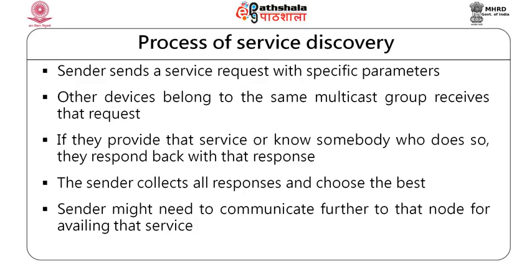What is the process of service discovery? The sender sends a service request with specific parameters, like a printer with high resolution. Other devices belonging to the same multicast group receive that request. If they provide the service or know somebody who does, they respond back, and the sender collects all responses and chooses the best. The sender might need to communicate further with that node. For example, it has to send that file for printing to that node. So, that is an additional service.